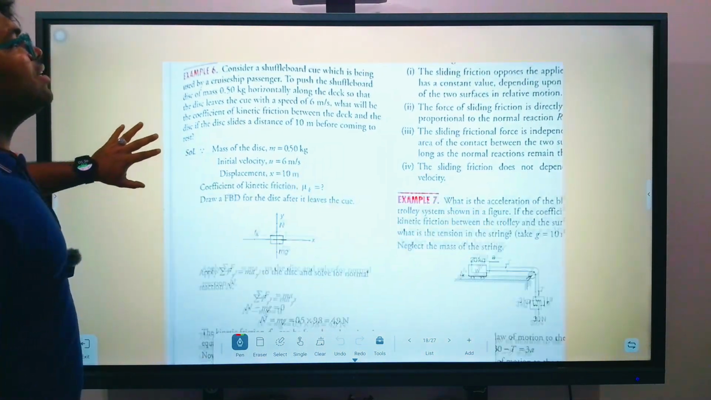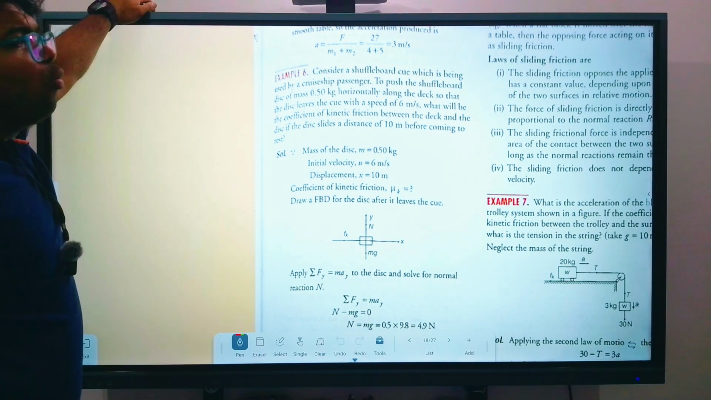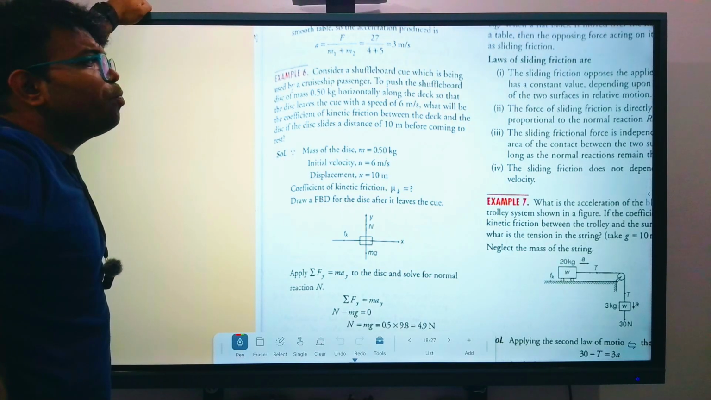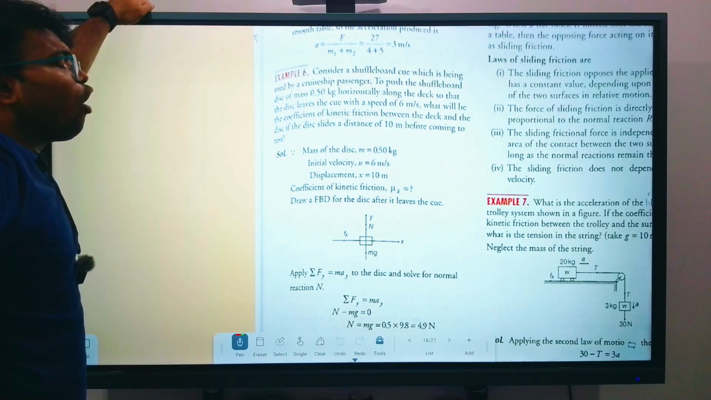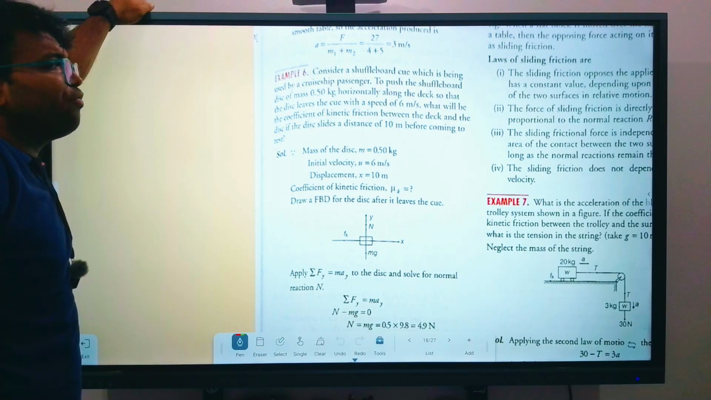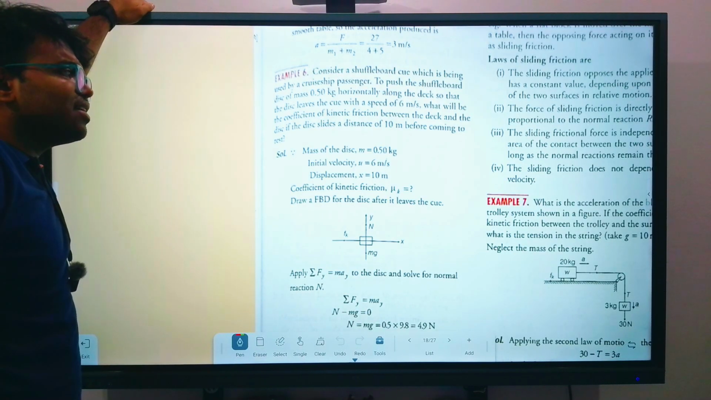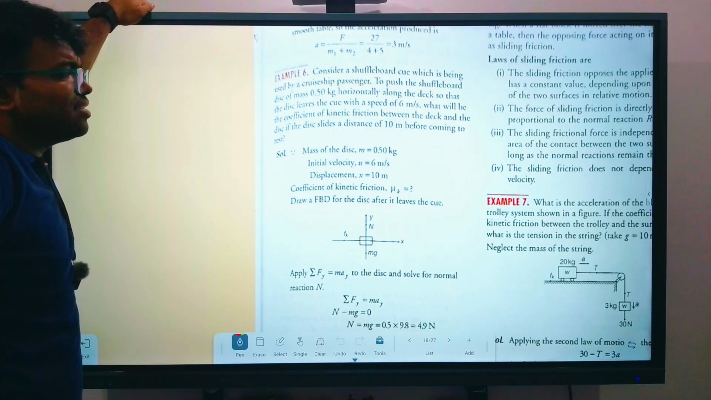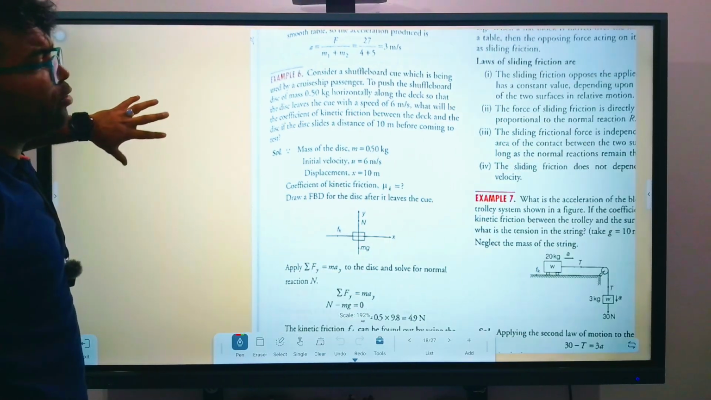So consider a shuffleboard cue which is being used by a cruise ship passenger to push the shuffleboard disc of mass half a kg horizontally along a deck so that the disc leaves the cue with a speed of 6 meters per second. What will be the coefficient of kinetic friction between the deck and the disc if the disc slides a distance of 10 meters before coming to rest?